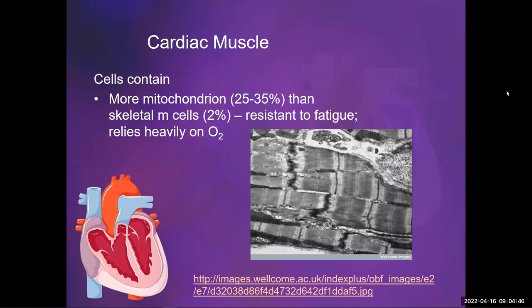This is another image shown here. It has a great deal of mitochondria, as we would expect. Why would it have a great deal of mitochondria? Mitochondria are responsible for what type of action? They do what? Energy. Energy, thanks a lot. Yeah, they produce energy. And does the heart ever stop?